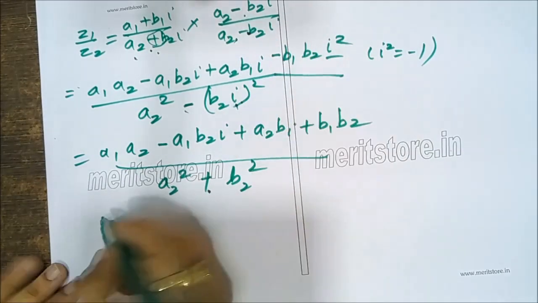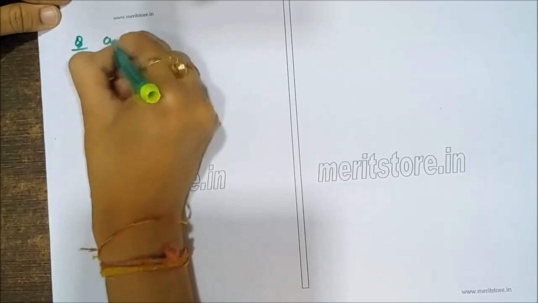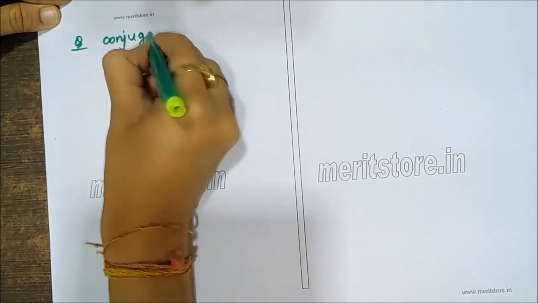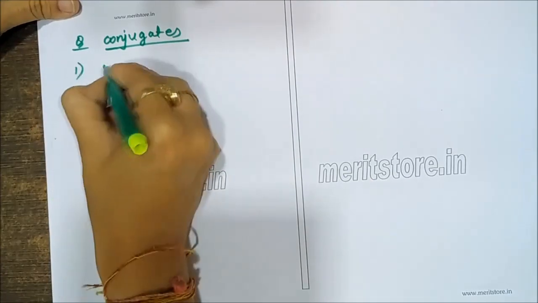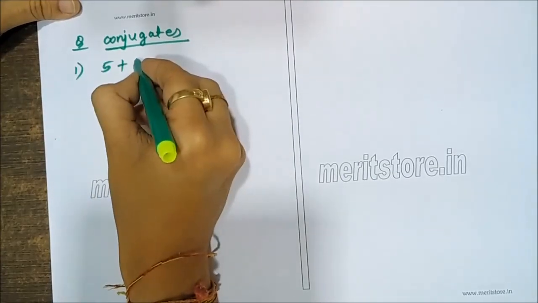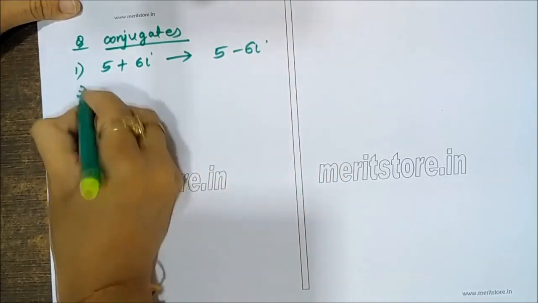So now let's start with a little bit of question sections. First we are discussing conjugates. Conjugate of, let's say, 5 plus 6i. It is 5 minus 6i.